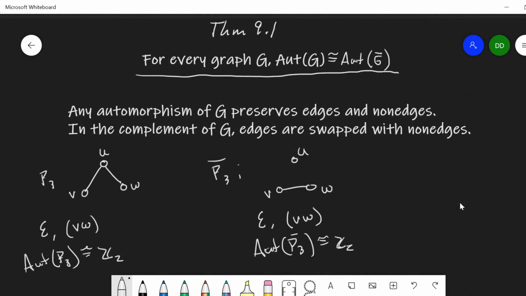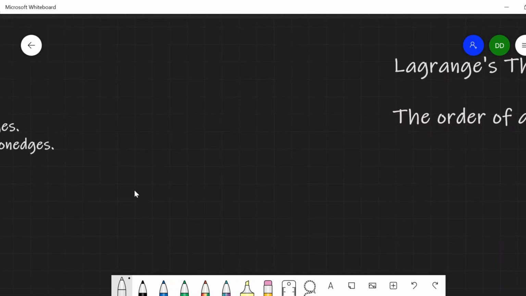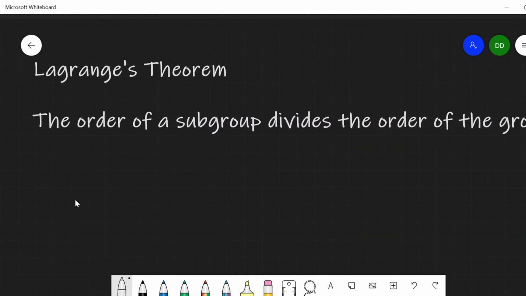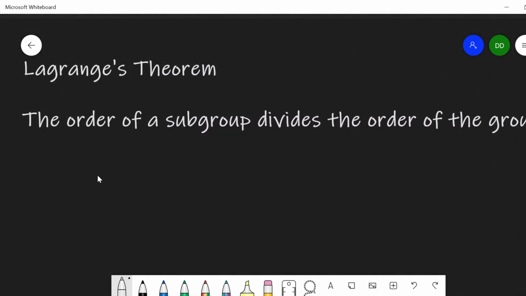And now the next result, we're getting into what possible orders there are for the automorphism group. Remember, in group theory, the order of the group is the number of elements in the group. And for this, we need to use a group theory theorem, and that is Lagrange's theorem, which says the order of a subgroup divides the order of the group. So that is, if H is a subgroup of G, then the order of G divided by the order of H gives us an integer, and in particular, it's the index of H in G.